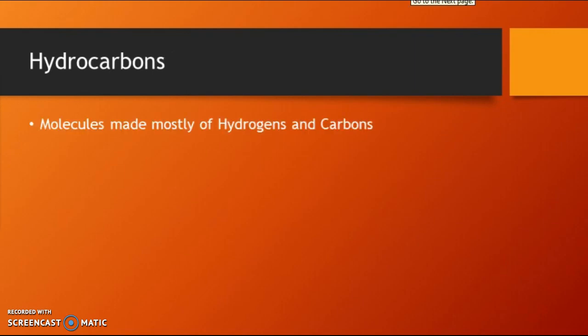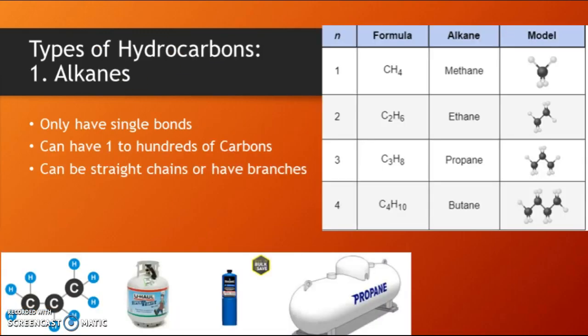Hydrocarbons, your first vocab word, go ahead and write it down, are molecules made mostly of hydrogen and carbon. So a nice, easy first vocab word. There are 5 main types of hydrocarbons, and we're going to go through all 5 of them.